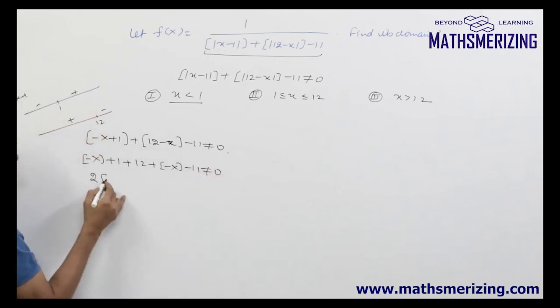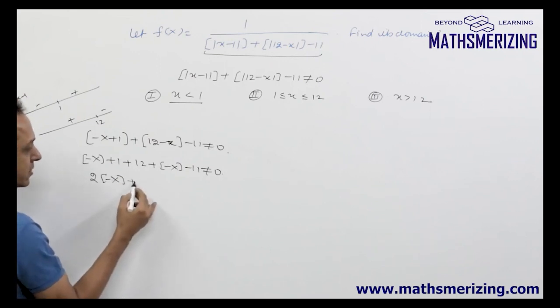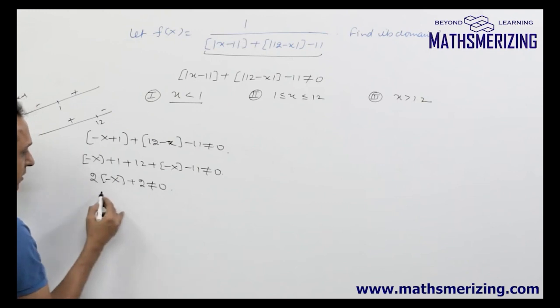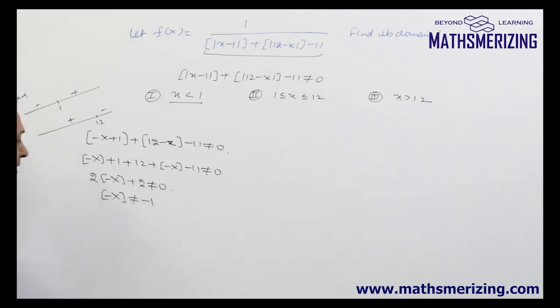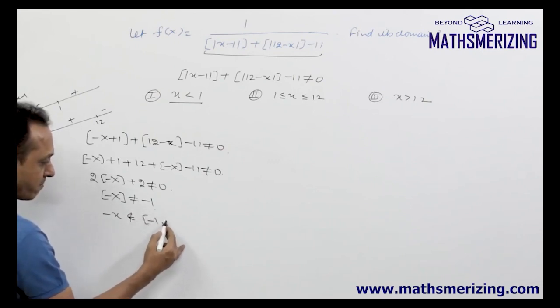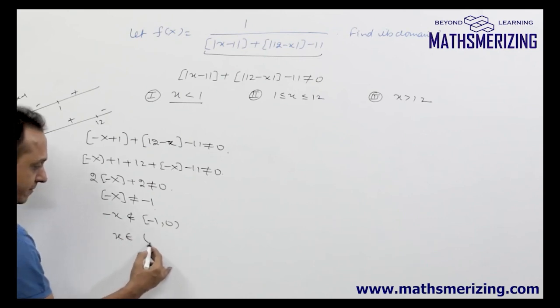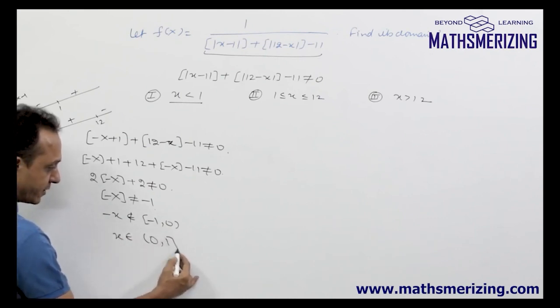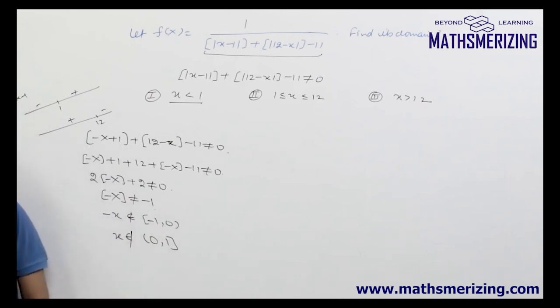So 2 times greatest integer function of minus x and then plus 2 should not be equal to 0. So that is greatest integer function of minus x should not be minus 1. So minus x should not be minus 1 simply means minus x should not belong to minus 1 comma 0. If I multiply with minus, I'll get x should not lie between 0 and 1. So the value of x should not lie between 0 and 1.